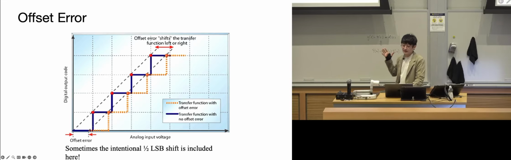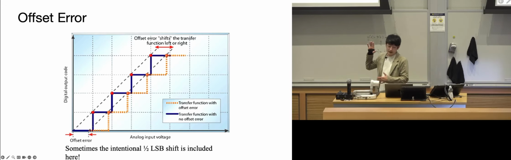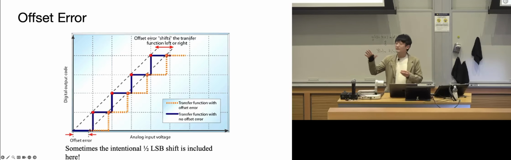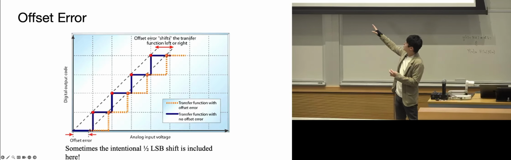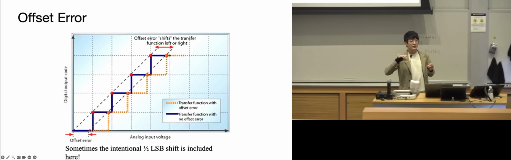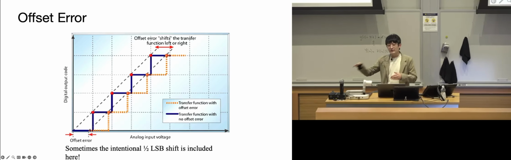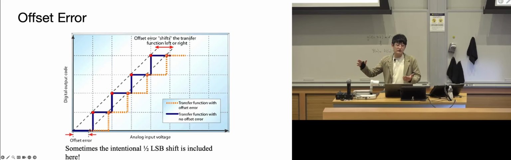And actually the STM is doing this for you. Based on the internal setup, this type of error is usually handled by the STM. Essentially, there is a 1/2 least significant bit shift included in the actual output. So it might just add 1/2 step to all the output voltages to minimize this offset error.